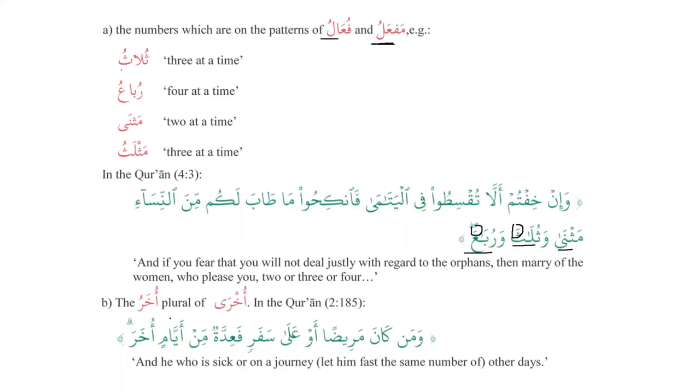Similarly, ukharu is the plural of ukhra. And also in the Quran, the word ukharu, which is on the pattern of fu'alu. So basically, we have to go by the pattern. It is also mamnu min as-sarf. وَمَنْ كَانَ مَرِيدًا أَوْ عَلَى سَفَرٍ فَعِدَّةٌ مِّنْ أَيَّامٍ أُخَرَى. Ayyam is majroor and ukhara is also majroor, but it is majroor bil fatha because it is mamnu min as-sarf, and that's why it does not accept tanween. So if a noun comes on the pattern of fu'alu or maf'alu, then it is mamnu min as-sarf.